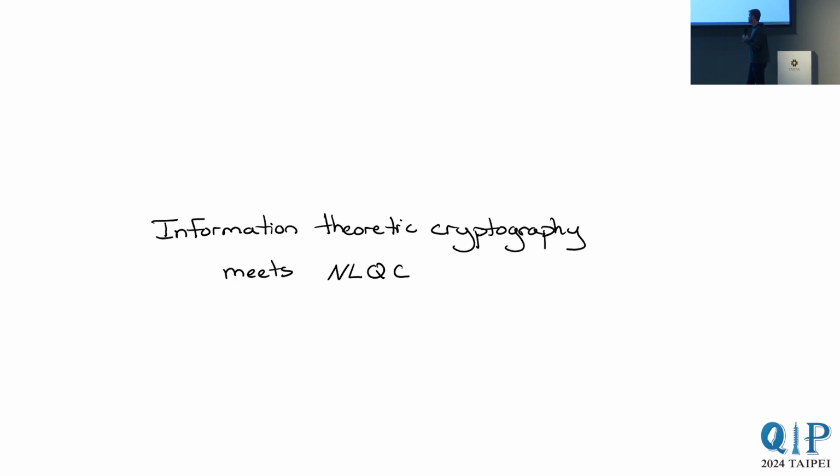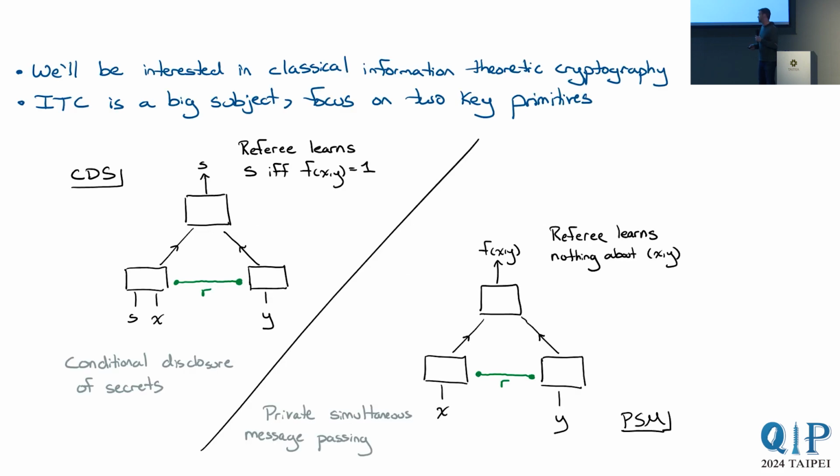Okay. So now let me introduce a few details about information theoretic cryptography and start connecting it to non-local quantum computation. Information theoretic cryptography is a big subject. I'm not going to survey it or motivate the particular things I'm going to use. Instead, I just want to zoom in on 2 particular primitives that are studied in that field. They're well studied. They're useful in constructing various other cryptographic goals. But let me just say exactly what they are.